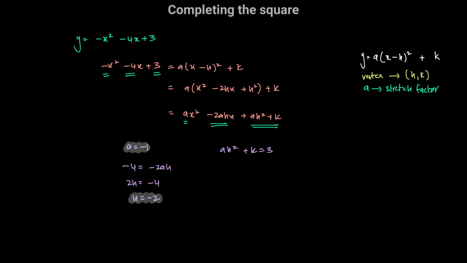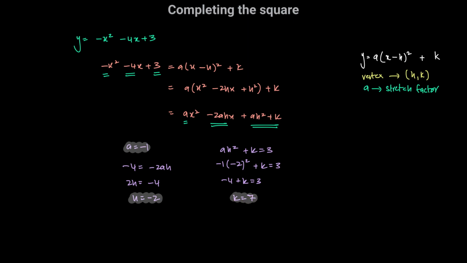Now a is equal to -1 and h is equal to -2. So we have -1 times -2 squared plus k is equal to 3. And -2 squared is simply 4. So -1 times 4 is -4 plus k is equal to 3. And if we add 4 on both sides, we get k is equal to 7.